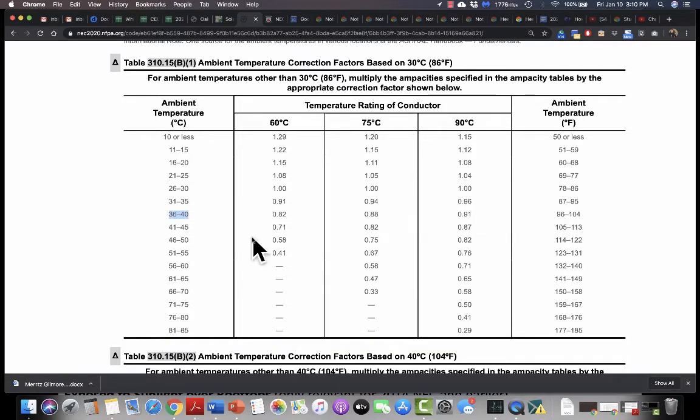And here we can see at 40 degrees, which is hot, 104 degrees, it's a 0.91 rating. So that means that your wire can carry 91% of the ampacity it otherwise could have. So if it could carry 100 amps, then now it can only carry 91 amps when it gets to be between 36 and 40 degrees.